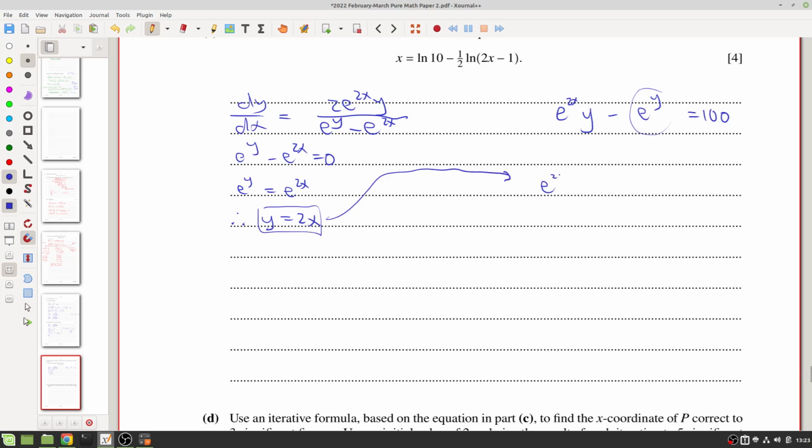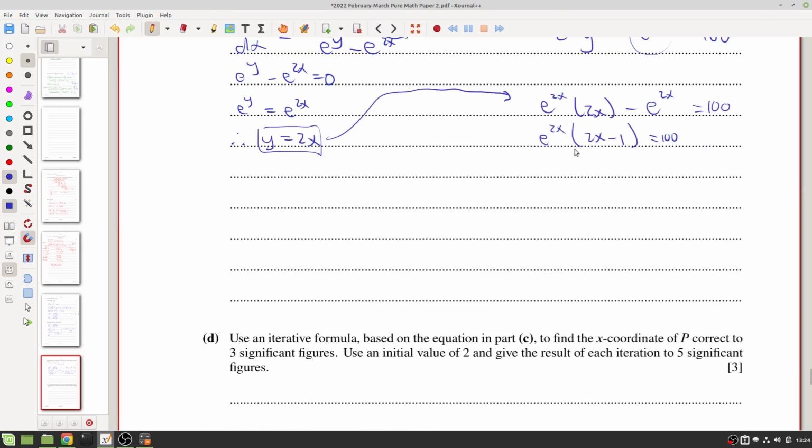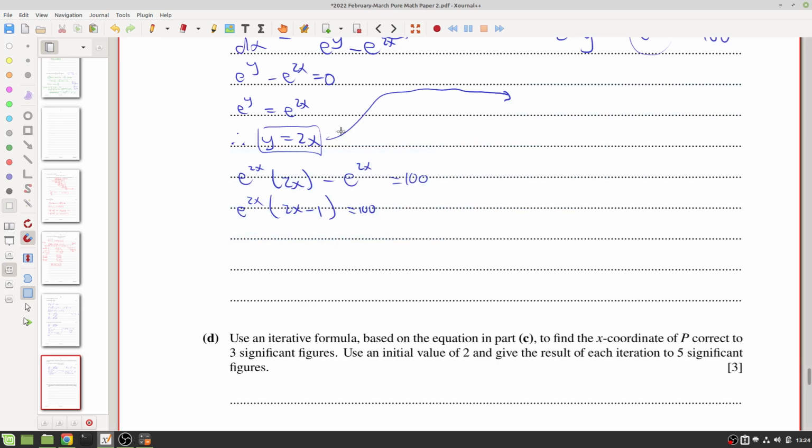Then we can substitute that into our equation here. So e^(2x) times y, but y is 2x, minus e^(2x), equals 100. Let's factor out e^(2x). So e^(2x) leaves us with 2x minus 1 equals 100. That looks promising. We've got the 2x minus 1 here. Now we need some lns, so let's take ln of both sides. I'm going to move this whole thing over here, to give us some more space on the right hand side in case we need it, and let's get rid of this.